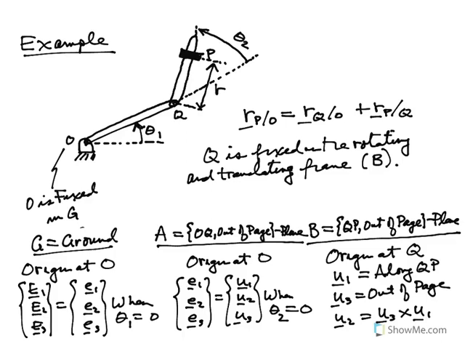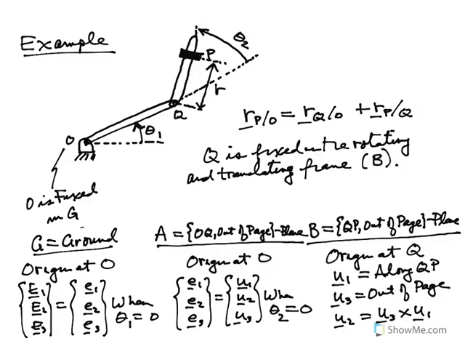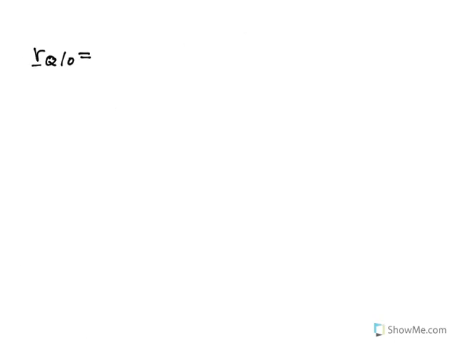It's just that I have a rotating and translating frame, and that's the important thing, that I have to take that into account. Now, if you work through this, you'll see that the position of Q relative to O is equal to L times E1. I called this thing L. The position of P relative to Q is equal to R times U1.